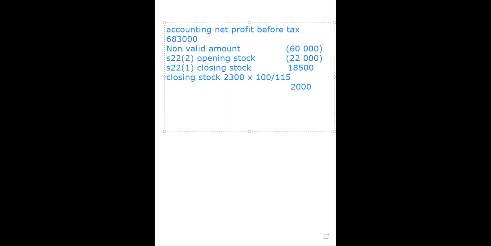As I said, the general accountant did not consider the closing stock. So 5,750 closing stock also is going to be 5,750 multiplied by 100 divided by 115. Equals, we are going to add back 5,000. In terms of which section? Section 22(1), also this section, the same section.